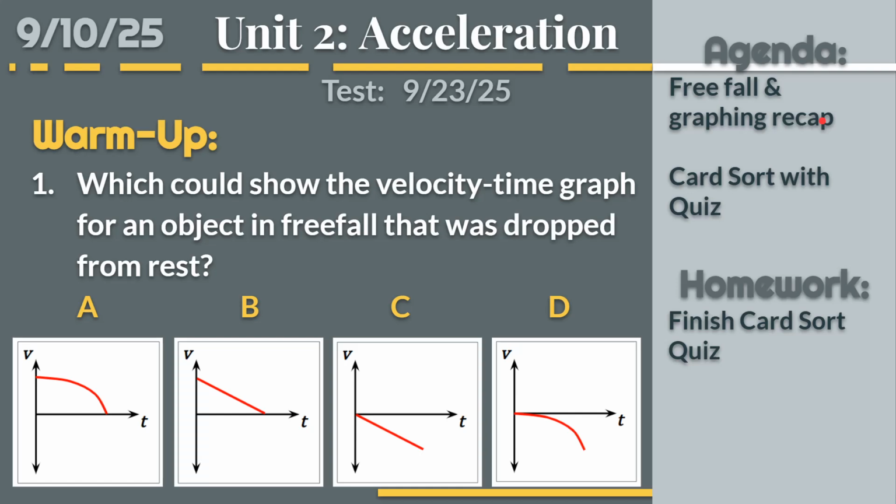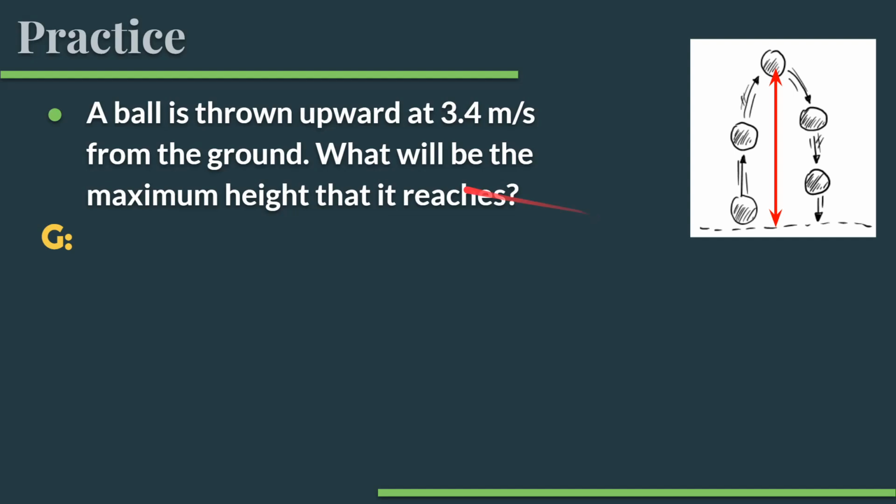All right, so we're going to do some recap, some notes on free fall and graphing real quick, and then you have your card sort with the quiz, and that will be homework if you don't finish it in class. I would strongly encourage you to copy down this example problem. We have talked about things being thrown up in the air, but we have not calculated one of them together. And there was one, I think, on your assignment yesterday.